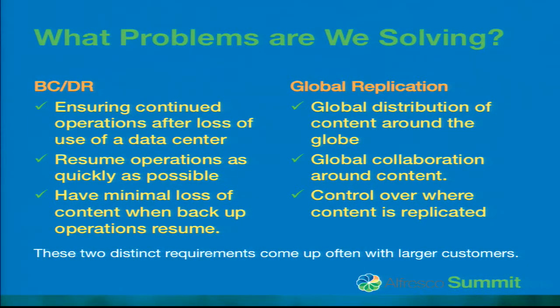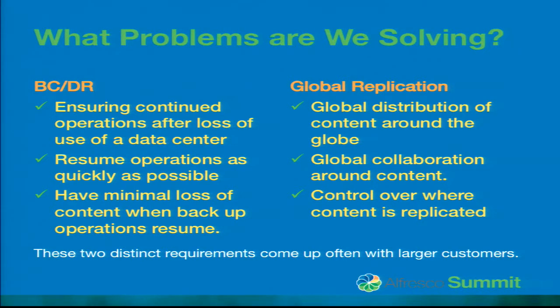If we look at the two problems in general, when you talk about business continuity and disaster recovery, you're really ensuring that you can continue operations after some kind of an event, such as the loss of a data center. Typically, you want to be able to resume operations as quickly as possible and with as little data loss as possible. When you talk about global replication, it's a different use case.